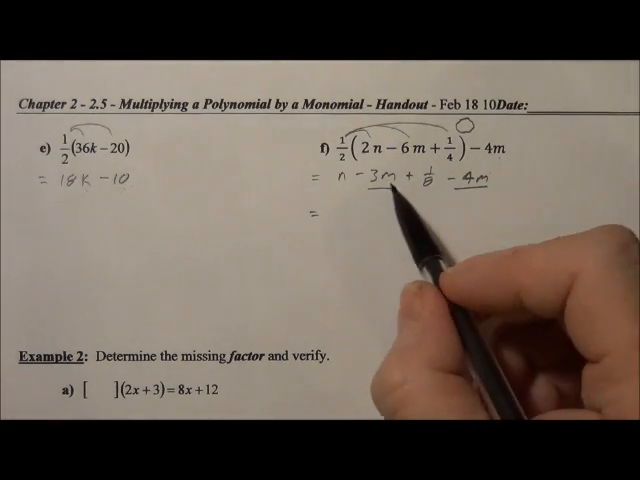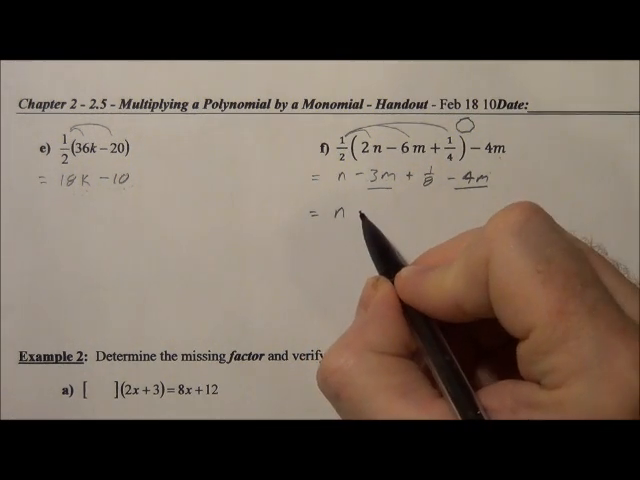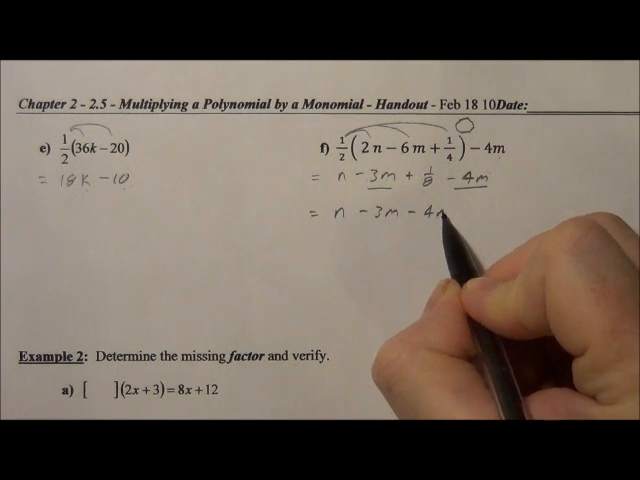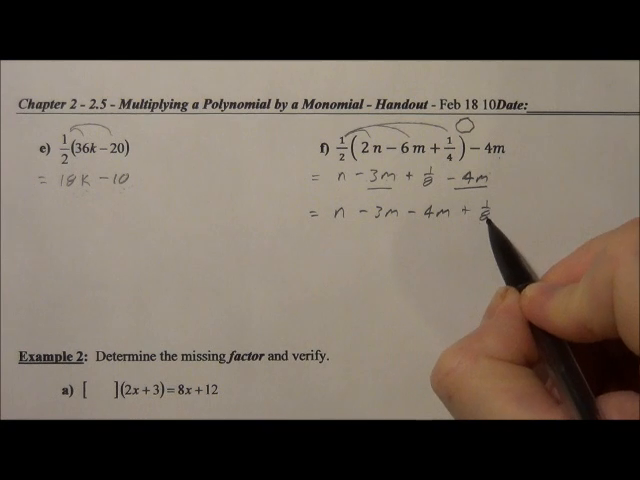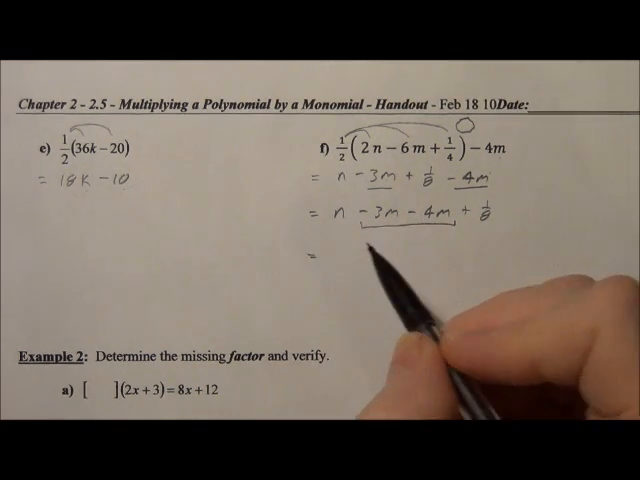So I'll leave, because these two are negatives, I'm going to leave this n here. I'll combine the negative 3m, or collect the two terms with m, negative 3m and negative 4m, plus 1/8. And now we will combine those two terms.